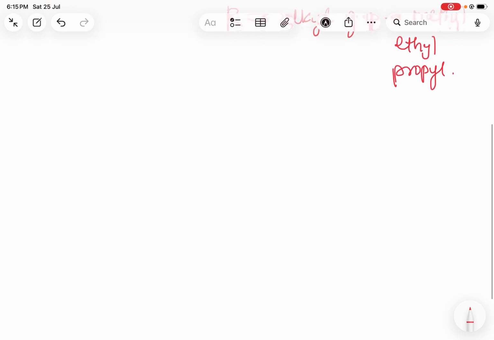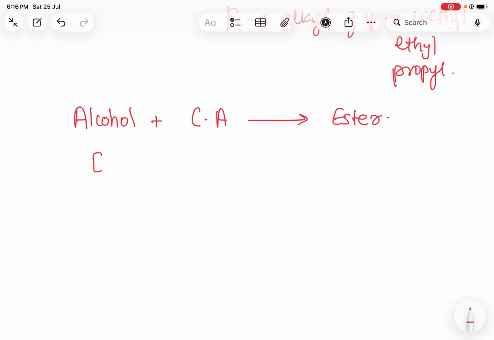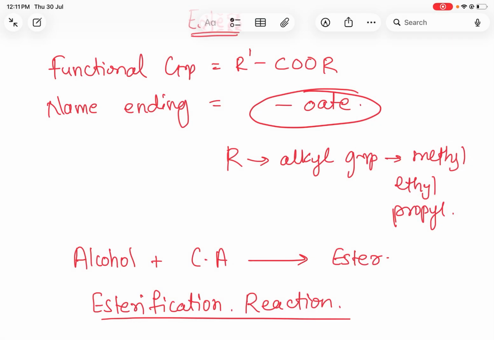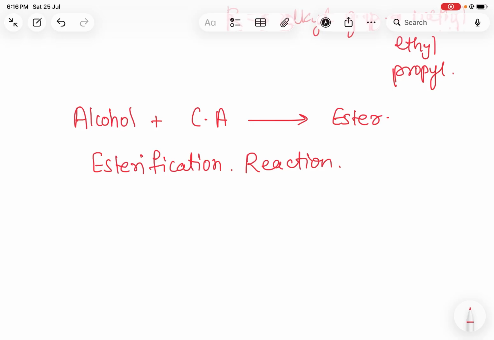As I told you, esters are made by the reaction of alcohol plus carboxylic acid, and this reaction is known as esterification. The reaction condition for making esters is the presence of concentrated H2SO4. So alcohols and carboxylic acids react in the presence of concentrated sulfuric acid to make esters. This is the only reaction condition for esterification.